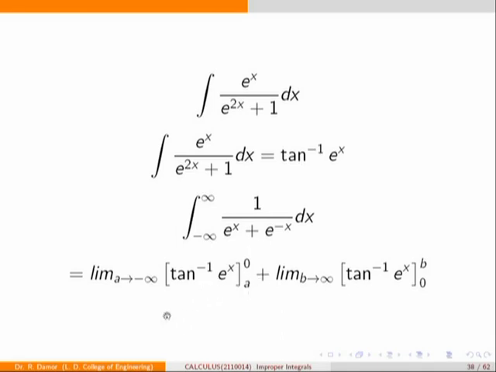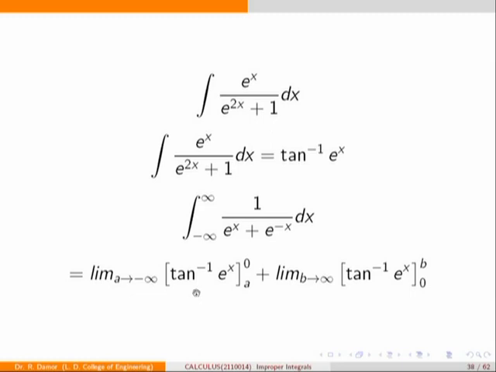So this is nothing but 0 minus tan inverse e raised to a, and limit a tends to minus infinity. Same thing for this, limit b tends to infinity. What is the upper limit? Tan inverse e raised to b minus tan inverse e raised to 0. E raised to 0 equal to 1, and tan inverse 1 is nothing but pi by 4, because we know that tan pi by 4 equal to 1. Similarly here, e raised to 0 also goes to 1, so tan inverse 1 is nothing but pi by 4.